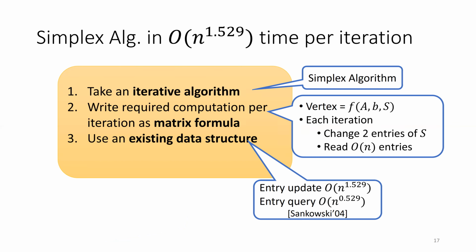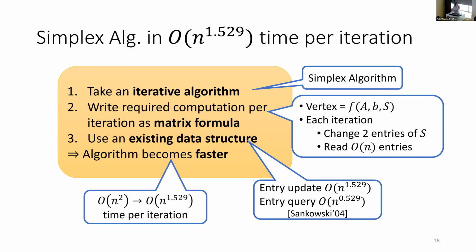So we get n to the 1.5 update time per iteration. We need to read n entries, so we again get roughly n to the 1.5 time for performing all the queries. So in summary, we now have a faster simplex algorithm, right? We now have less time required per iteration. And this recipe you can apply to a whole bunch of other iterative algorithms as long as you're able to write the required computation as one of these matrix formulas.